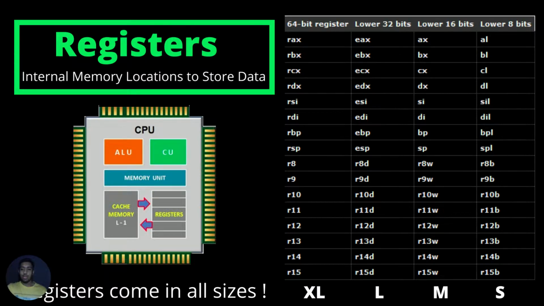Also, you might be wondering what lower bits are. Let's take an example register, AX. This 16-bit register is a combination of two 8-bit registers. AX is made up of AH and AL, which stand for A high and A low respectively.